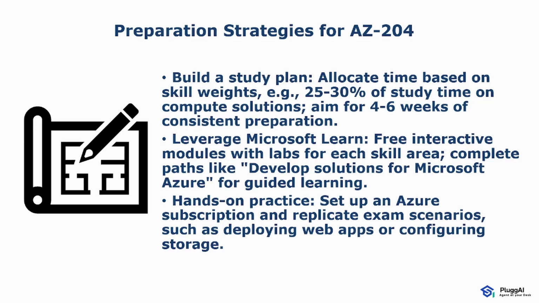Allocate time by weights. 30% on compute, 25% on integration, etc. Start with your weak areas from the skills assessment. The best free resource? Microsoft Learn. Their AZ-204 path has modules with reading, videos, and sandbox labs. No subscription needed for basics.